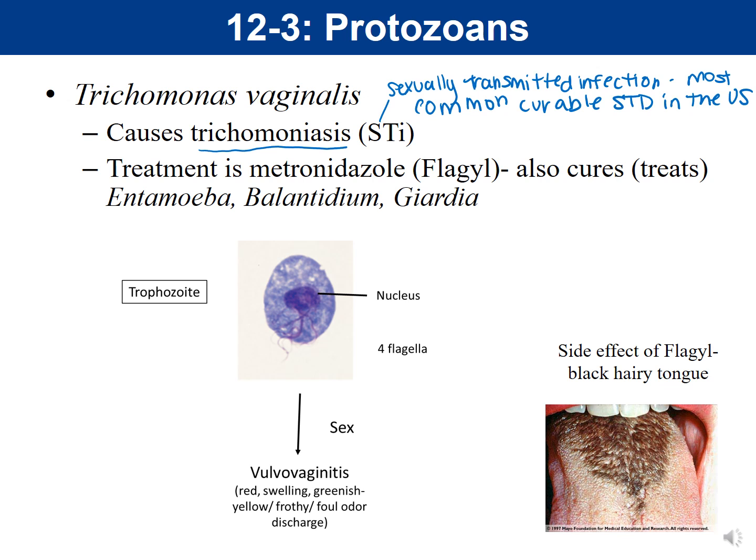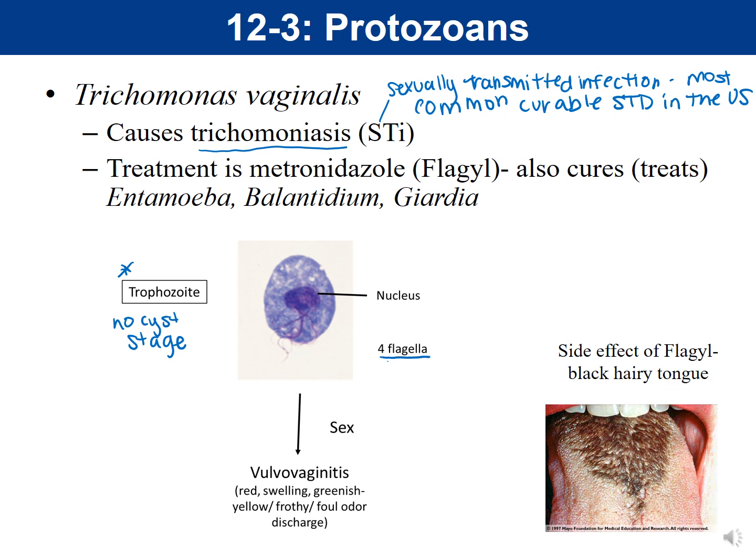Its method of motility is going to be flagella. So it has 4 flagella, which it uses for motility. The stage that you need to know for the exam is going to be our trophozoite stage. There is no cyst stage. So there's only a troph stage.